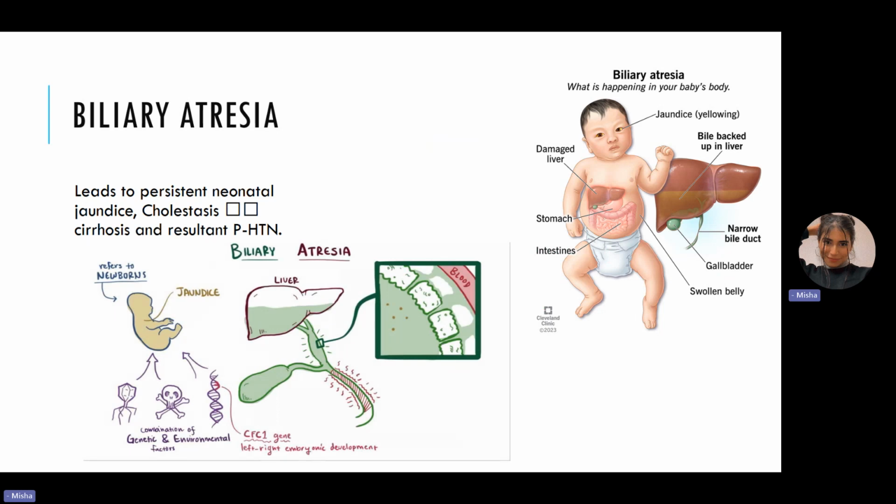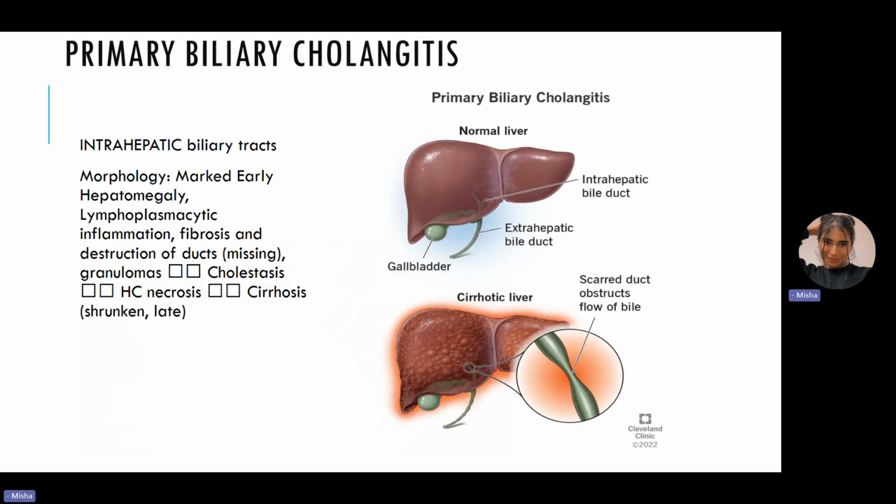Furthermore, we can talk about biliary atresias. Biliary atresias are basically obliterations or discontinuations, like a blind ending in this case. We're talking about this blind ending, which can be fetal, like congenital, or it can be perinatal, where normal development is damaged following the birth. In this case, it can lead to persistent neonatal jaundice and cholestasis, which can lead to cirrhosis and resulting portal hypertension.